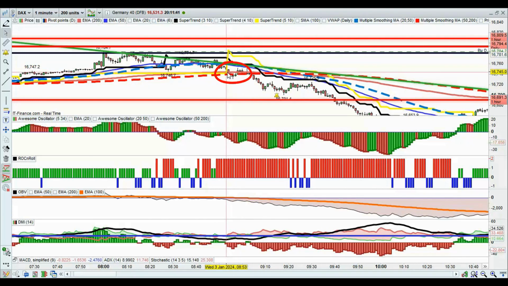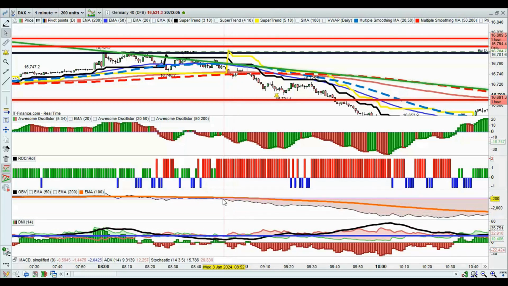Okay, so what we're looking at again, we're seeing that this is below the zero line on the awesome oscillator. So above, below, great, that's one duck in a row. This has all started to turn red on the rock and roll, meaning sell. That's another duck in a row. And again here on the directional movement index, that's also gone below the zero line, and that's red as well.